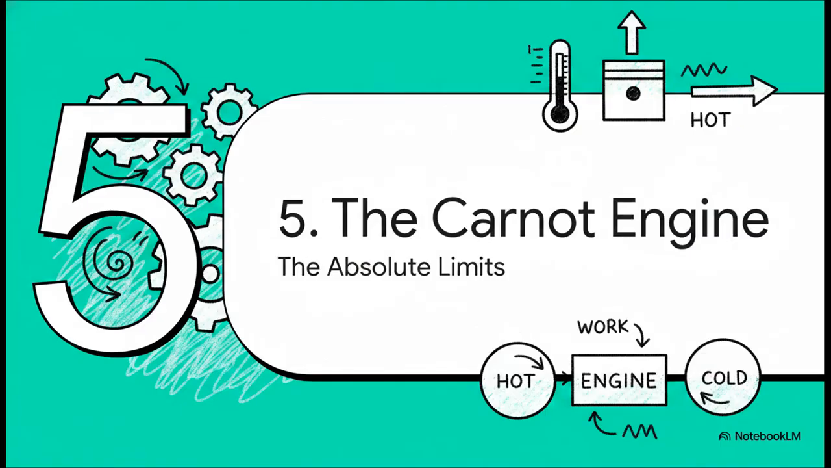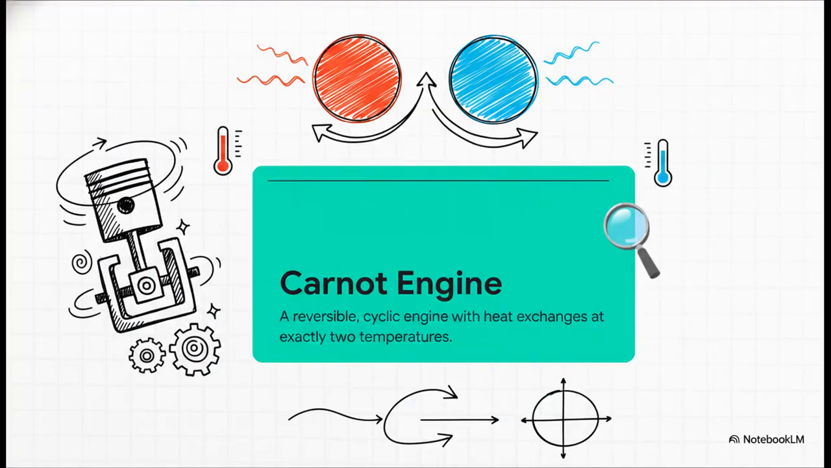Section 5. The Carnot engine. Real engines are messy, right? They lose heat, there's friction, it's a whole thing. So physicists needed a way to test the absolute theoretical limits of the second law. Enter the Carnot engine. This is a purely theoretical construct. It's an idealized, reversible, cyclic engine where all the heat exchanges happen at exactly two temperatures, a hot source and a cold sink. And because it's totally reversible and runs in a perfect cycle, there's zero friction, no wasted dissipation at all. It is literally the thermodynamic equivalent of frictionless motion. It represents the absolute maximum efficiency any engine could ever possibly achieve in our universe.